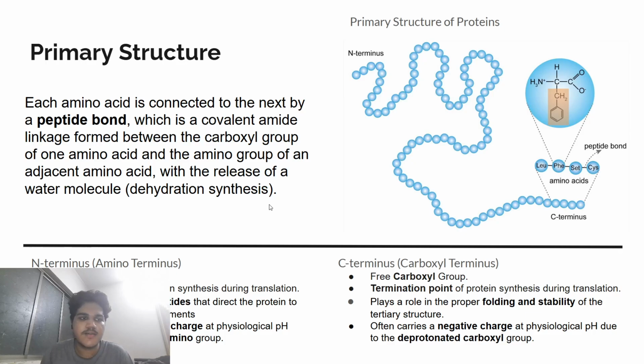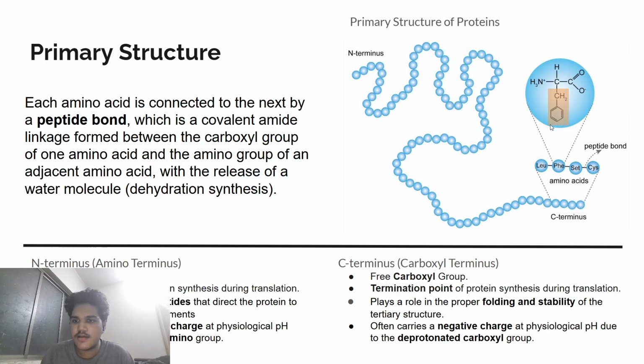So let's study the details of the primary structure of a protein. Each amino acid is connected to the next by a peptide bond, as you see here, which is a covalent amide linkage formed between the carboxyl group of one amino acid and the amino group of an adjacent amino acid. When you see this phenylalanine being magnified, you can see the amino group to the left and the carboxyl group to the right. The highlighted part is the R group, and this is the variable region for every one of the 20 amino acids.